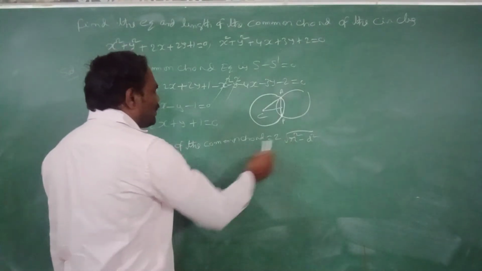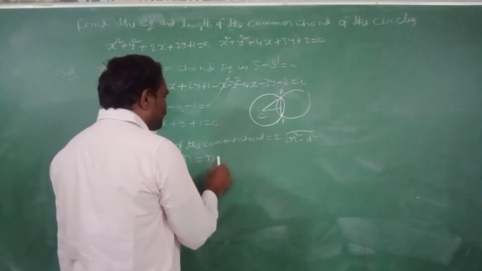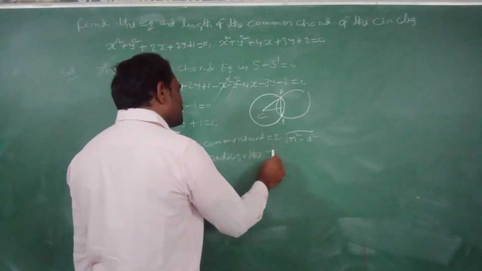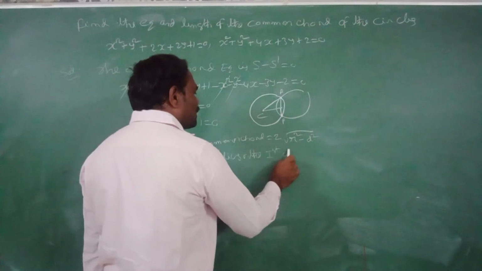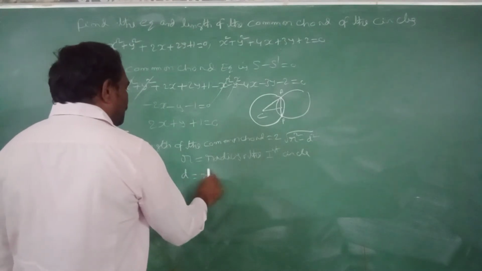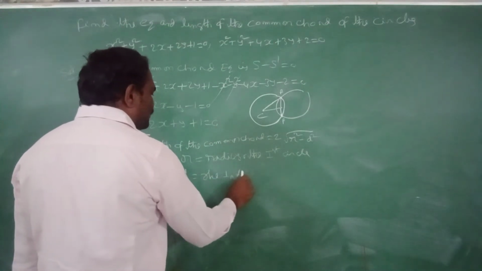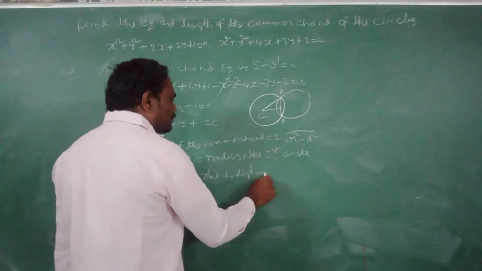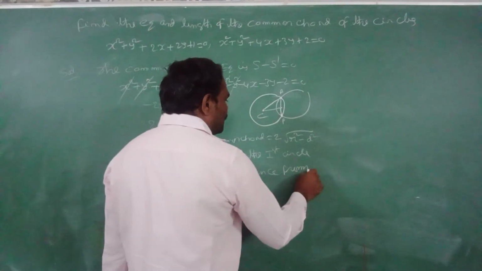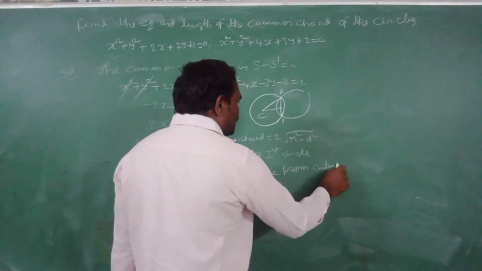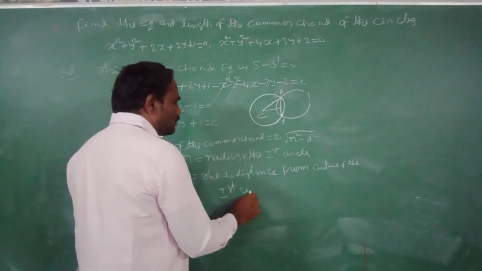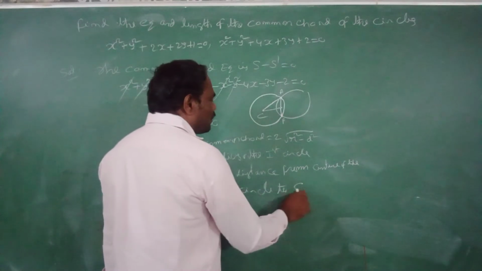Here r is the radius of the first circle, and d is the perpendicular distance from the center of the first circle to the common chord.